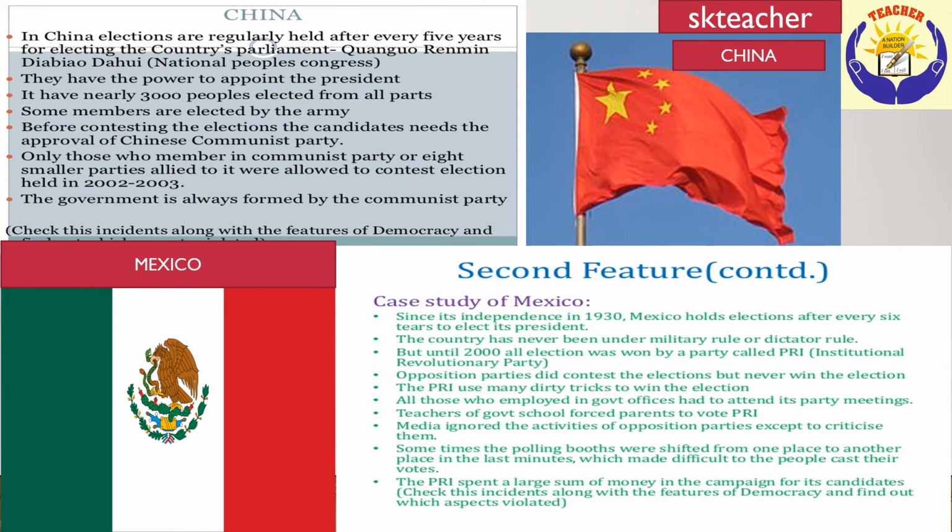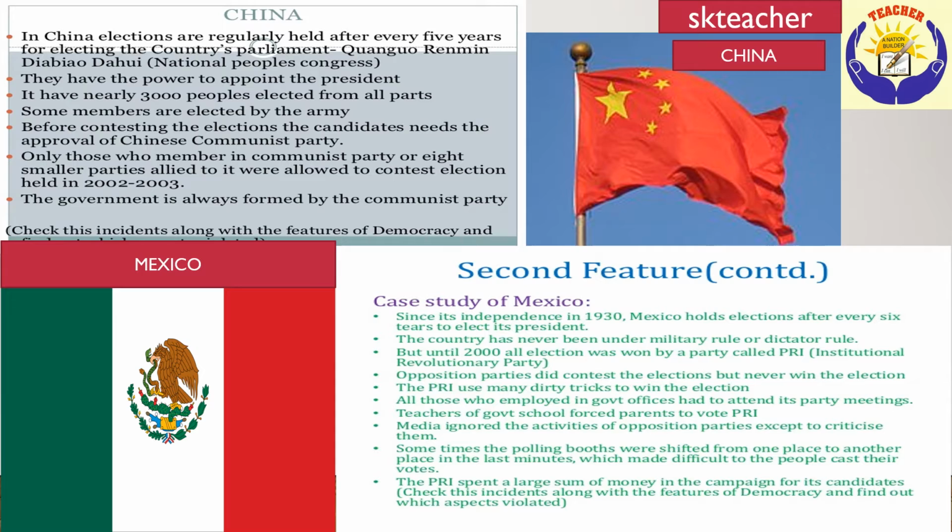The second example is from our again neighboring nation, China. In China, elections are regularly held every 5 years for electing the country's parliament, the National People's Congress. They have the power to appoint the president. It has nearly 3,000 people elected from all parts. Some members are elected by the army.